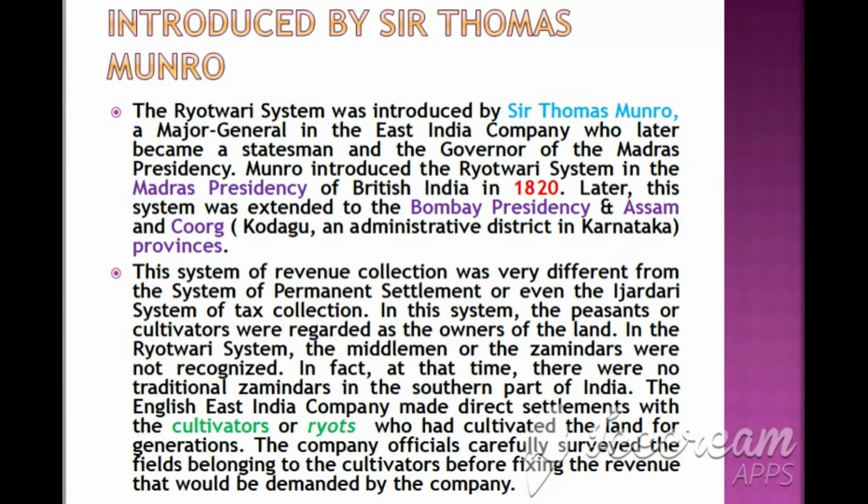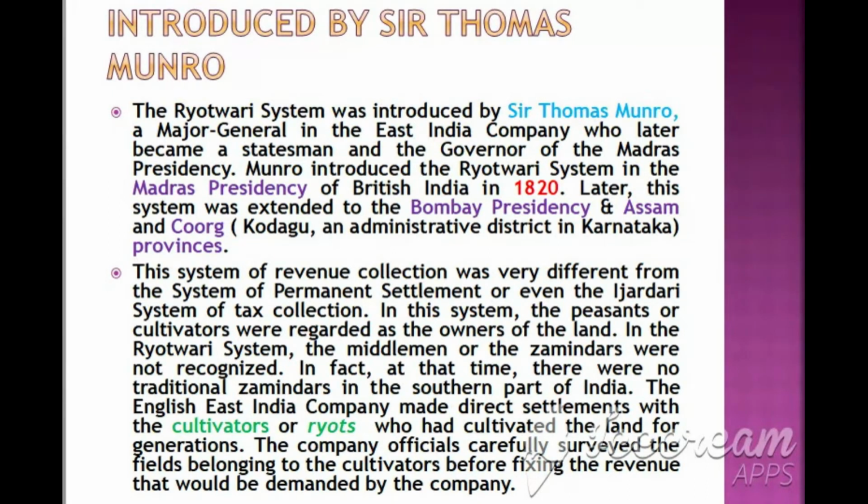The Ryotwari system was introduced by Sir Thomas Munro, a major general in the English East India Company, who later became a statesman and the governor of Madras Presidency. Munro introduced the Ryotwari system in the Madras Presidency of British India in 1820. Later, this system was extended to the Bombay Presidency and Assam and Coorg provinces.